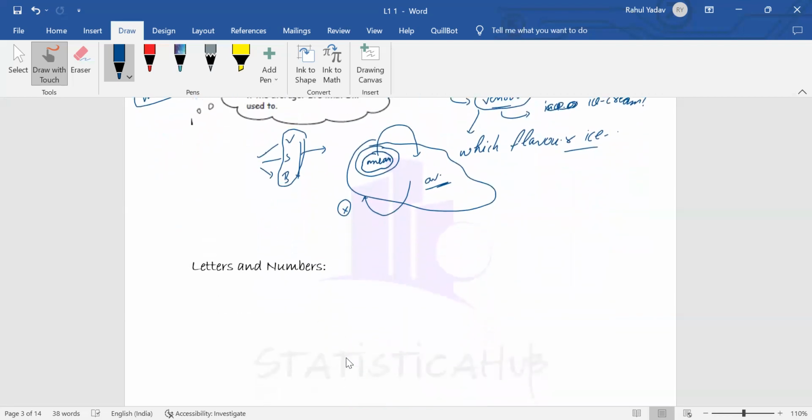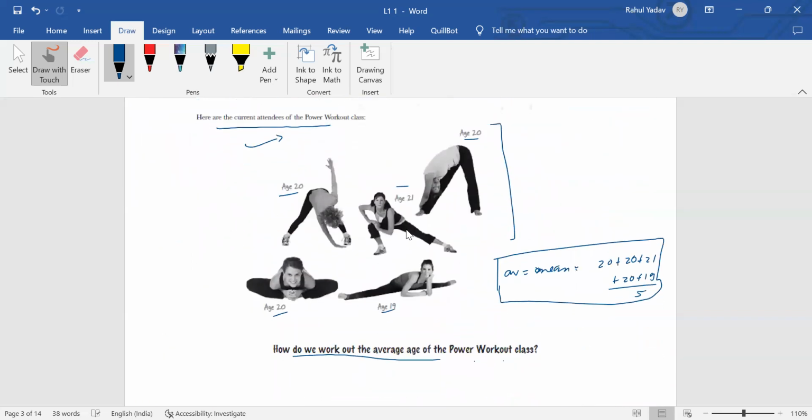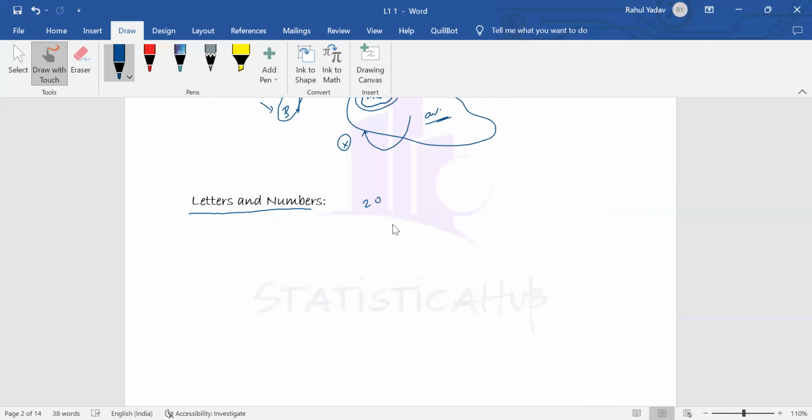Now let's come to letters and numbers. In mathematics or statistics, we always have some quantities. We have data, like in the initial stage, the example of an age group: 20, 21, 20, 20, and 19. Let's take up the example again: 20, 20, 20, 19, and 21. That was the particular data. I have taken some class, and out of that class, I have data points like this. So we have specific data for a particular class.